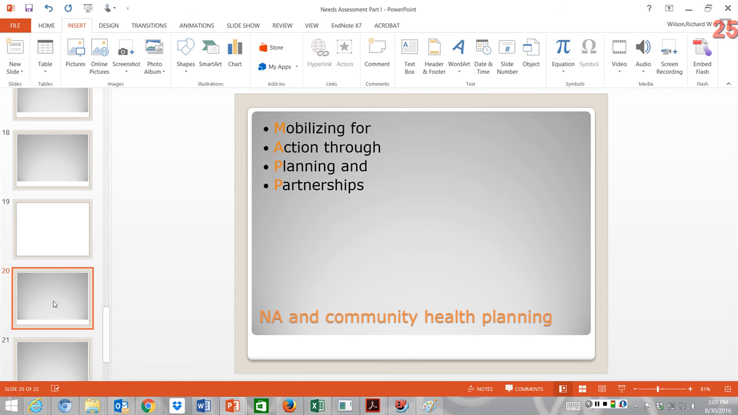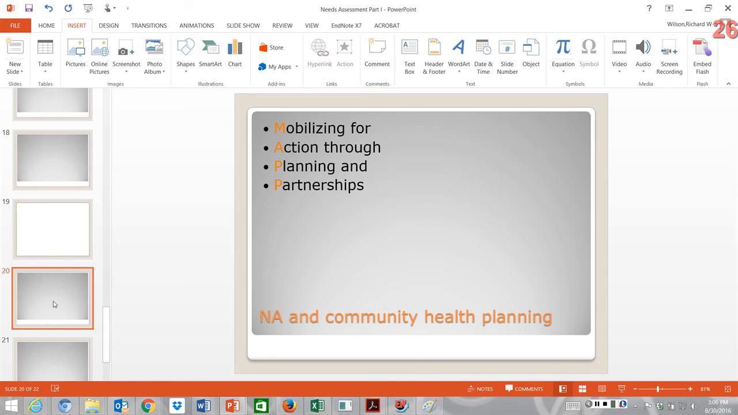Now, I want to make a connection here. I know a lot of local health departments are using a process called MAP, which stands for Mobilizing for Action Through Planning and Partnerships. MAP is a strategic planning process that communities use to further improve the services that they deliver and to better understand their community so that they can serve it more efficiently. It's more than just a needs assessment. There is an implementation part of it. So I want to make sure there's no confusion.